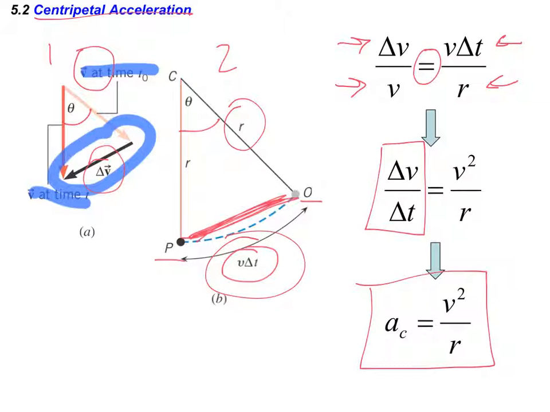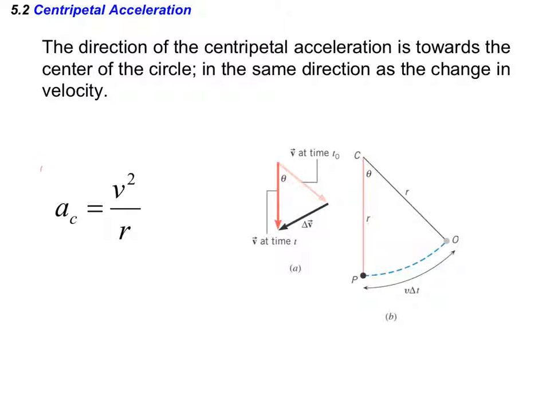And so what this should tell you is that the faster you're going, the higher the acceleration. Or the smaller the circle, the higher the acceleration. And that should make intuitive sense. Now, this equation here is for the magnitude of the centripetal acceleration, but the direction of the centripetal acceleration is always toward the center of the circle. It's in the same direction as the change in velocity. The change in velocity is directed toward the center of the circle. Therefore, we have the acceleration pointed towards the center of the circle.